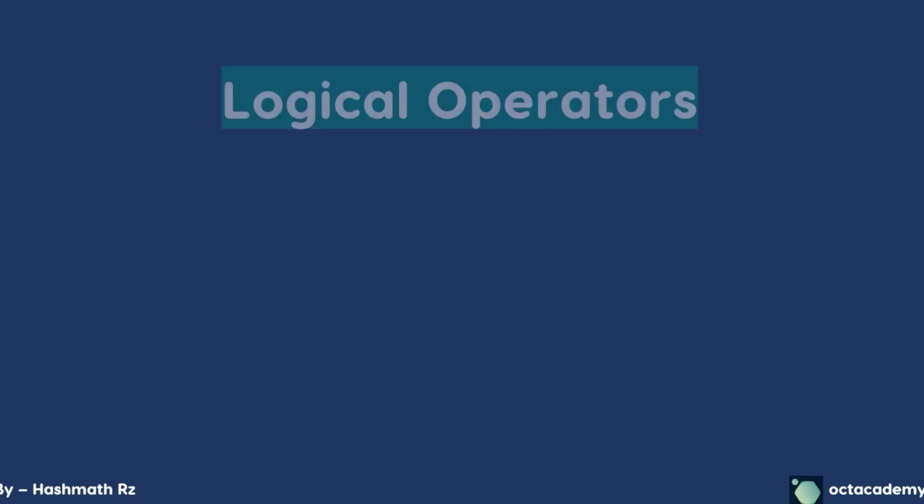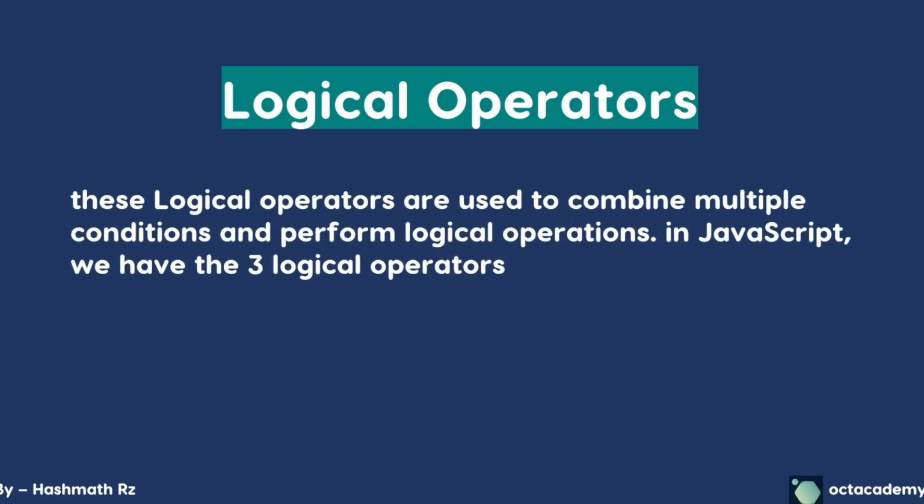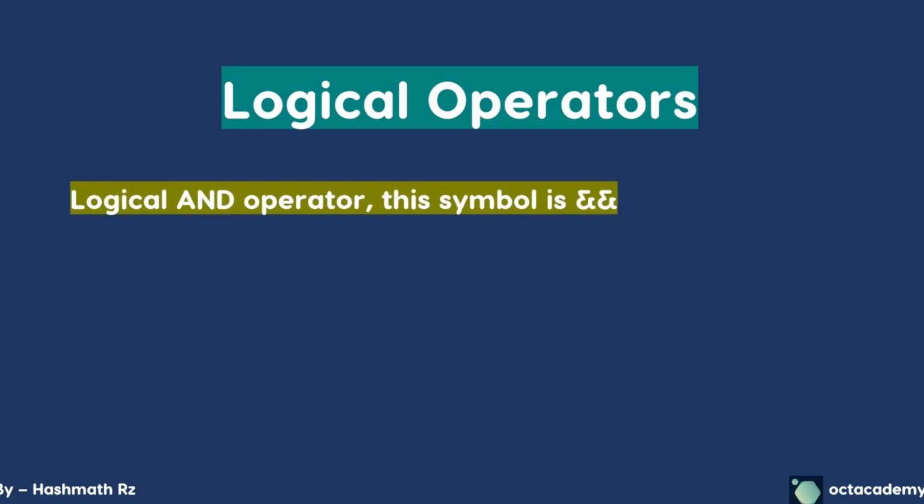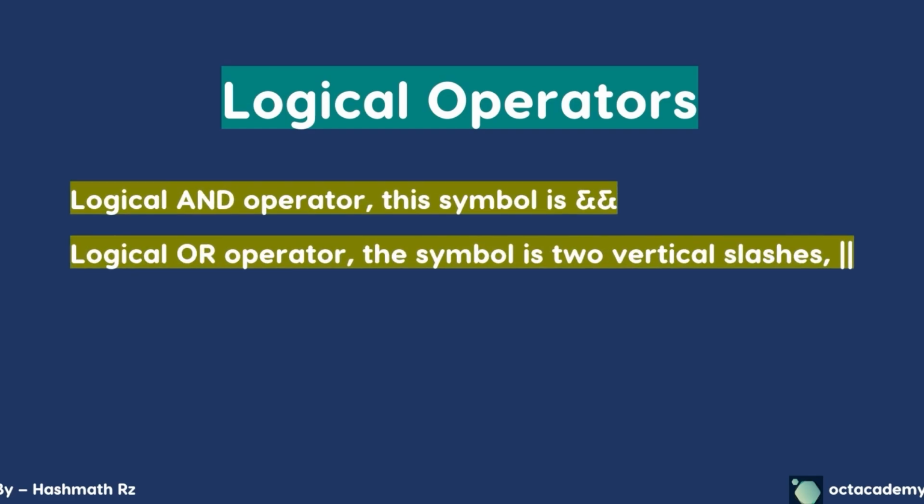Alright guys, so next we have logical operators. These logical operators are used to combine multiple conditions and perform logical operations. In JavaScript, we have three logical operators: the logical AND operator, the symbol is a double AND sign. Next, the logical OR operator. The symbol is two vertical slashes.